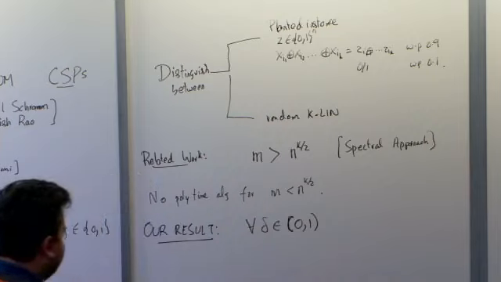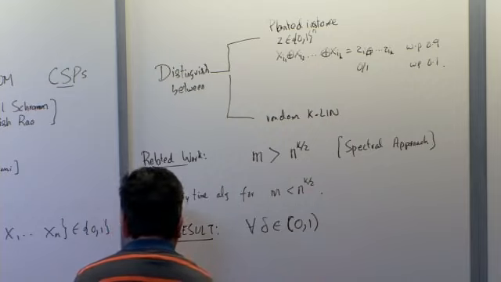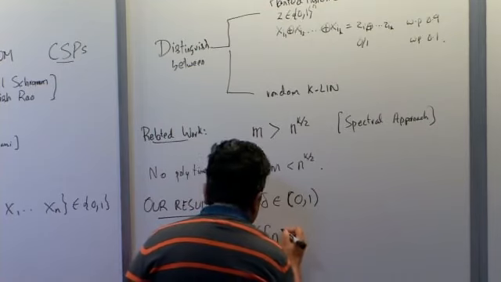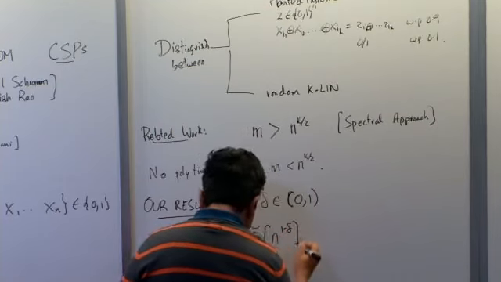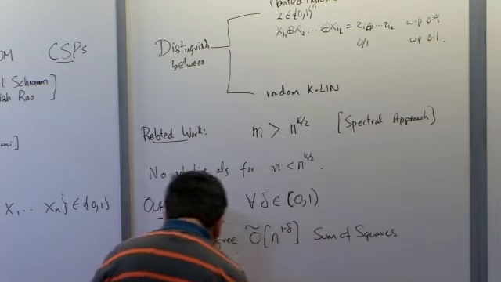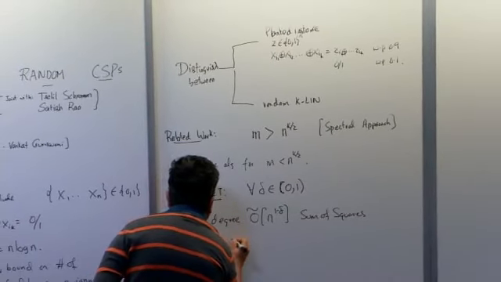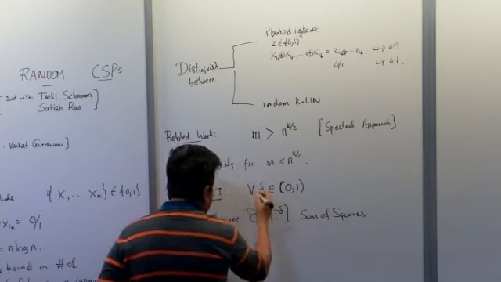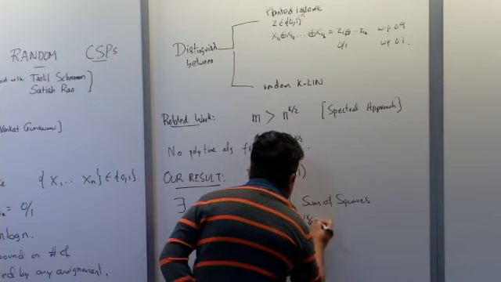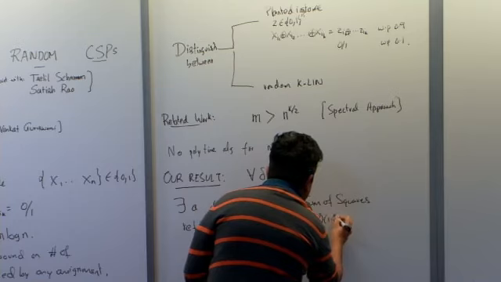I'll just write the result. There exists a degree n to the 1 minus delta sum of squares refutation, or strong refutation, if the number of equations m is bigger than n to the (k over 2 minus 1) times (1 minus delta), plus 1.